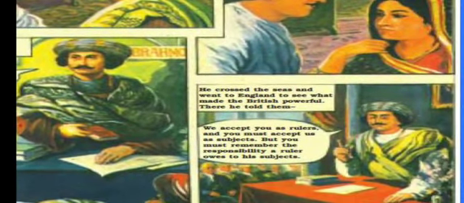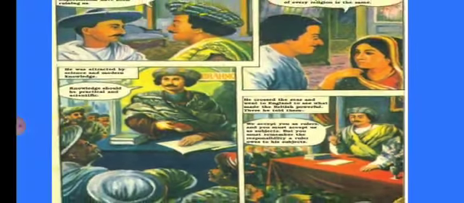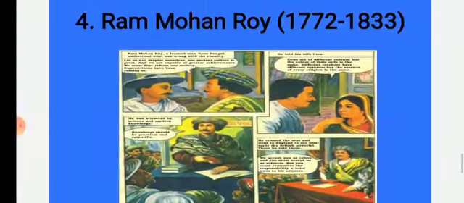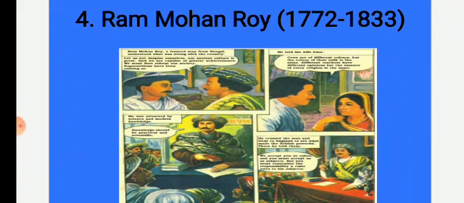He crossed the seas and went to England to see what made the British powerful. There he told them, we accept you as a ruler and you must accept us as subjects. But you must remember the responsibility a ruler owes to his subject. So this was Raja Ram Mohan Roy, the brave and learned man, a personality of India.